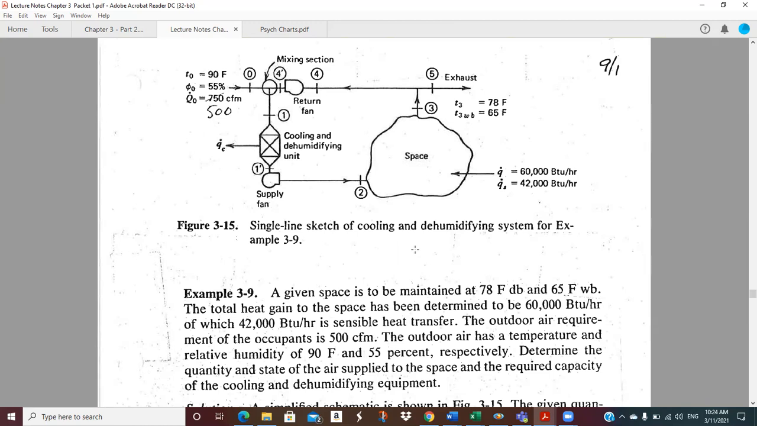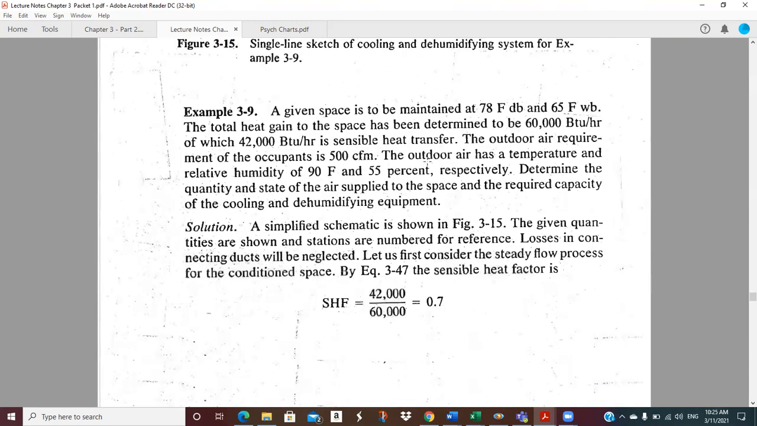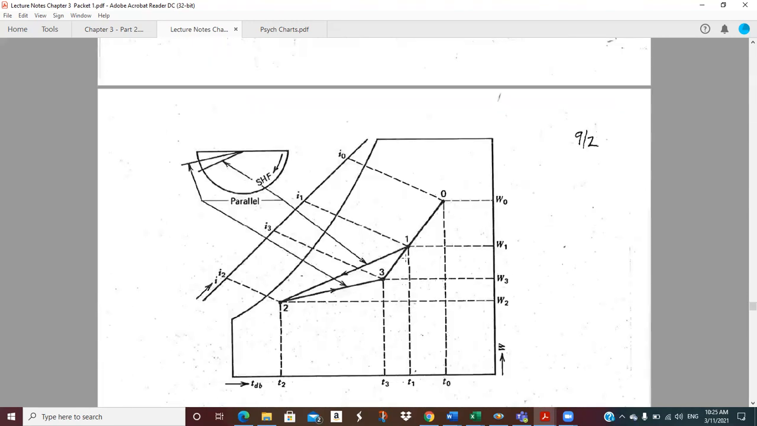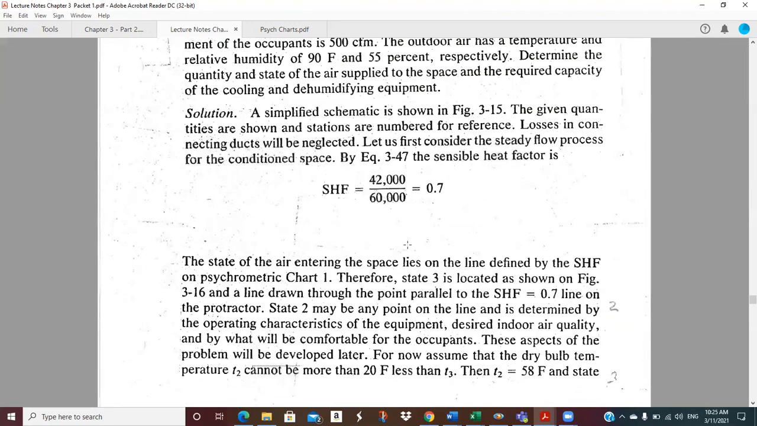Okay, so let's read now. The problem, we'll get through this one and this will probably be the end of class today. A given space is to be maintained at 78 degrees dry bulb and 65 wet bulb. So those are the two points that allow you to locate this point 3 on the psych chart. So there's our psych chart. We run the psych chart, put that dot, that's the start of it.